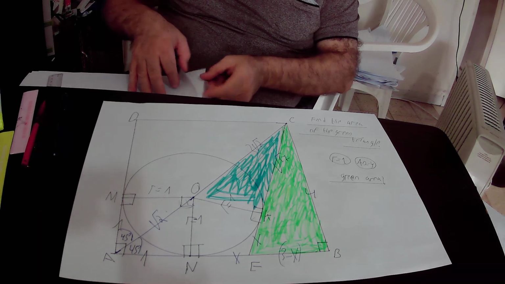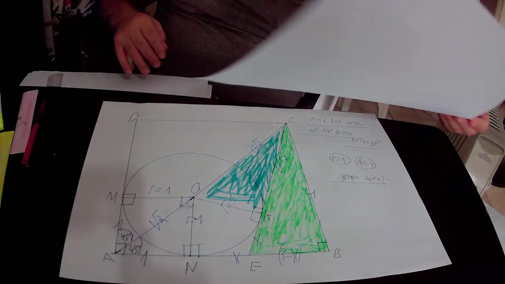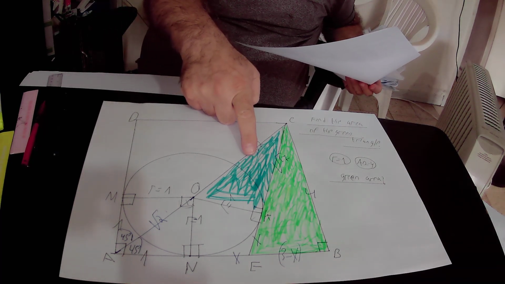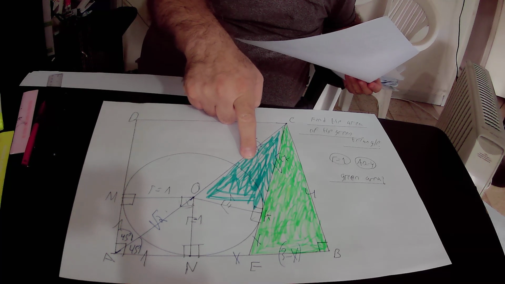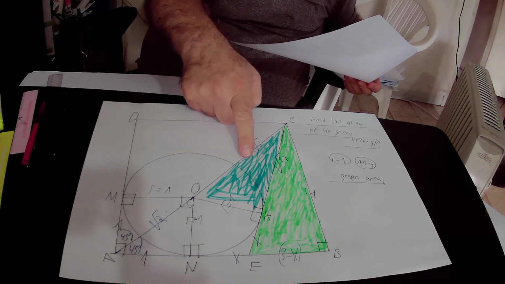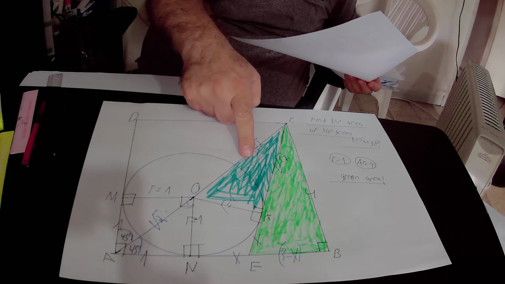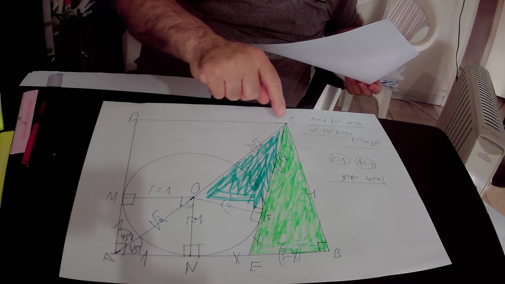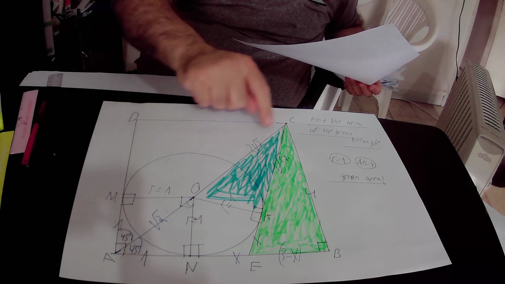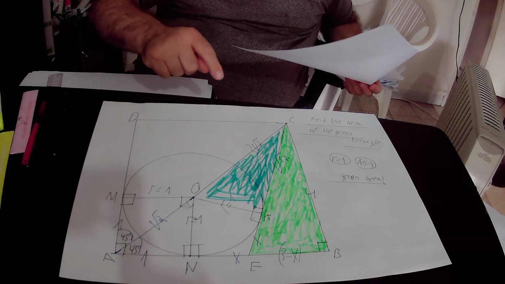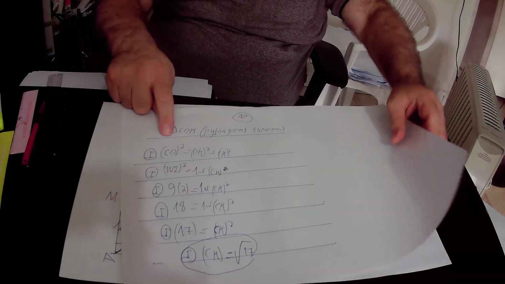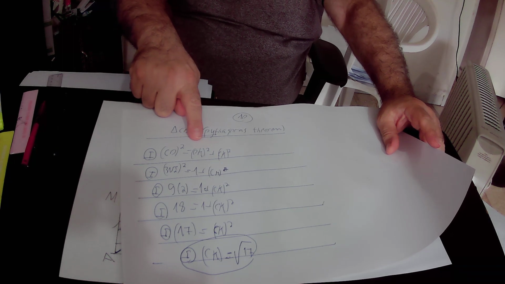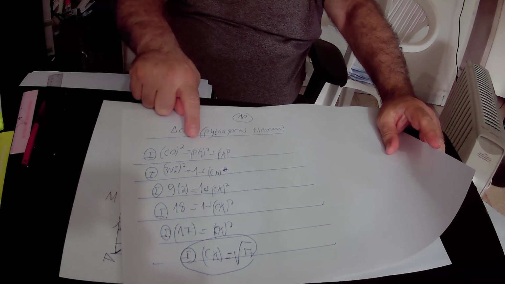Then we focused on the green and blue right triangle, triangle COK. According to the Pythagorean theorem, the square of the hypotenuse equals the sum of the squares of the perpendiculars. The hypotenuse in the right blue triangle COK is CO. So the square of the hypotenuse is CO squared, and it equals OK squared plus CK squared, that is, the sum of the squares of the perpendiculars.